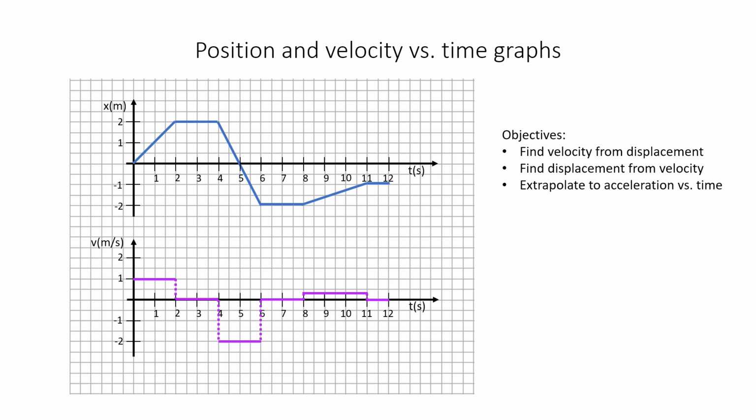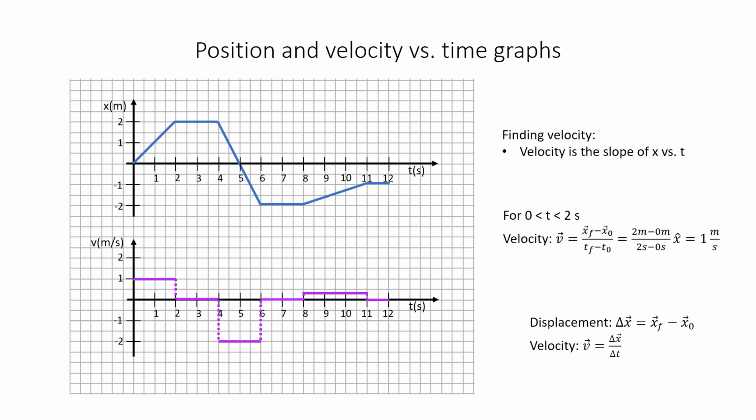Look at the relationship between position versus time and velocity versus time graphs. We're going to find the velocity from displacement, and then alternatively we'll find the displacement from velocity. Then we'll extrapolate to acceleration versus time.